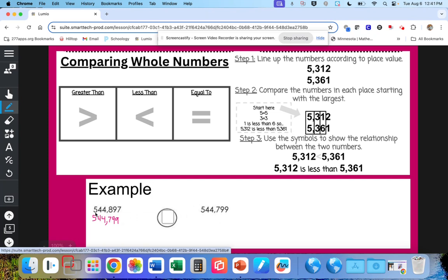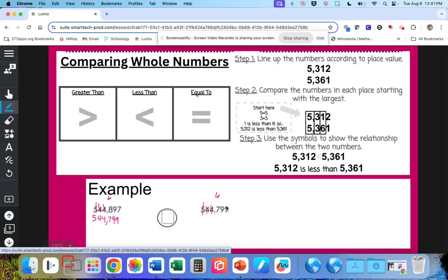Another way to prove these answers, besides stacking up, is you count. This has 6 digits. This over here has 6 digits. So now we start with the largest place value. We have a 5 and a 5. So I'm going to cross them out. A 4 and a 4. I'm going to cross them out. A 4 and a 4. I'm going to cross them out because they're all equal so far.